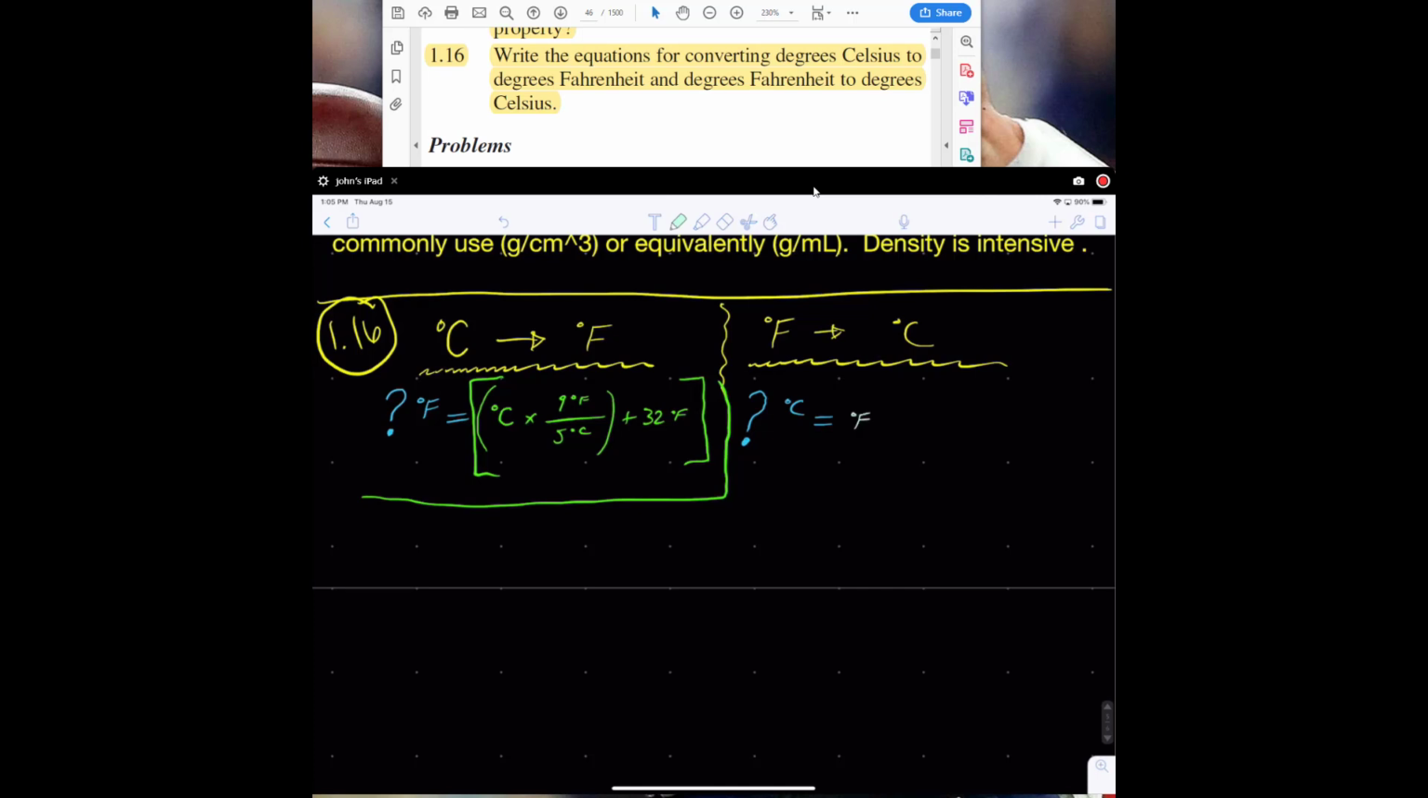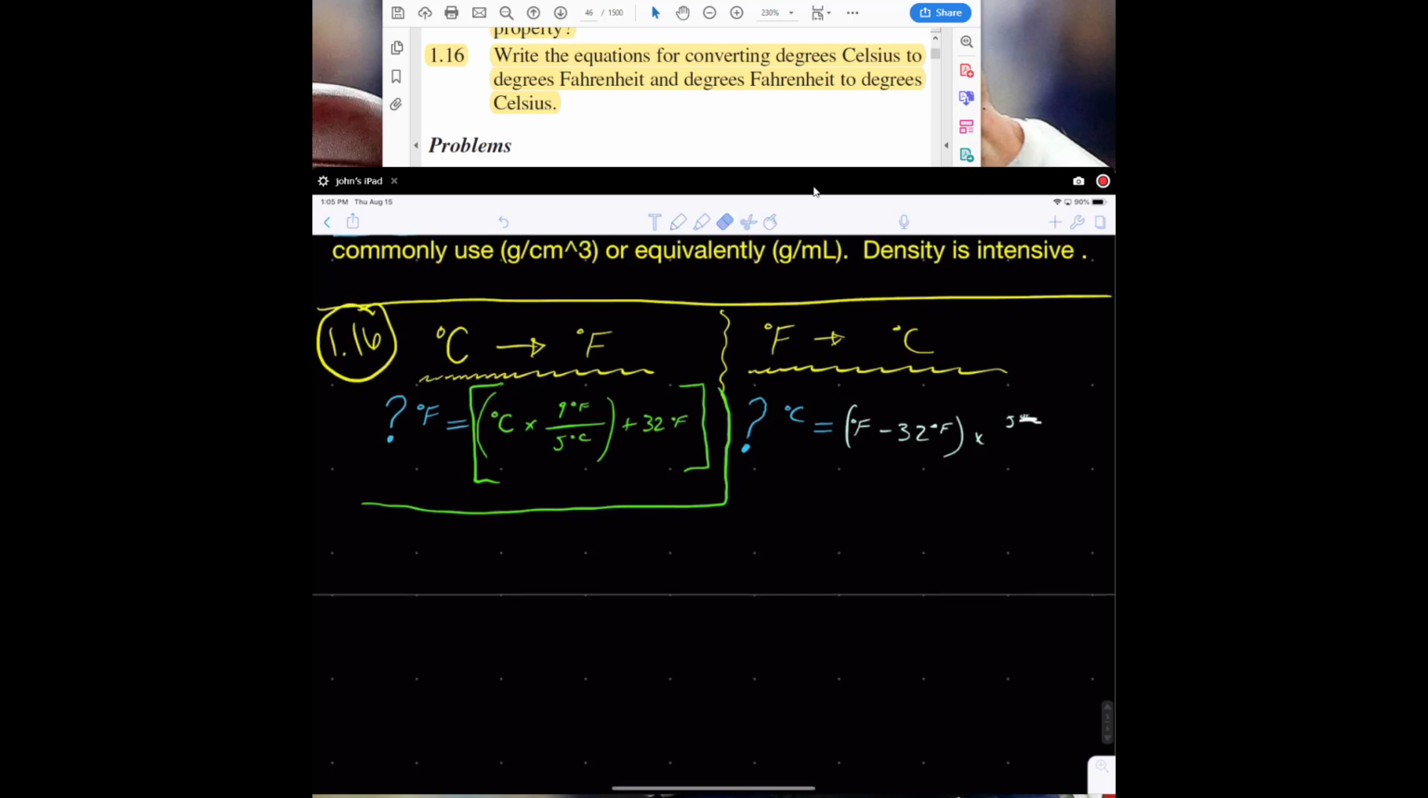We would have degrees Fahrenheit minus 32 degrees Fahrenheit times 5 degrees Celsius over 9 degrees Fahrenheit.